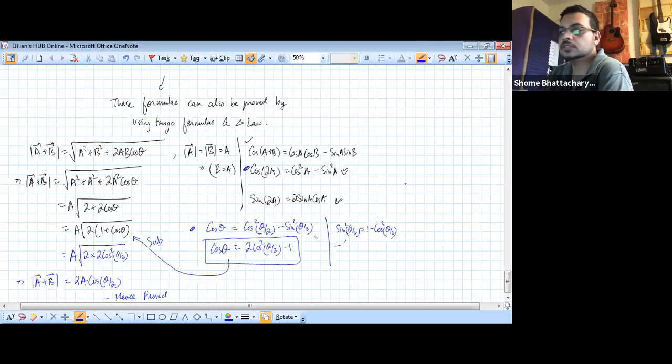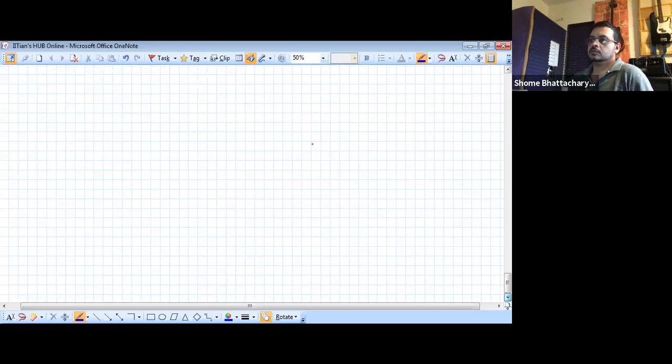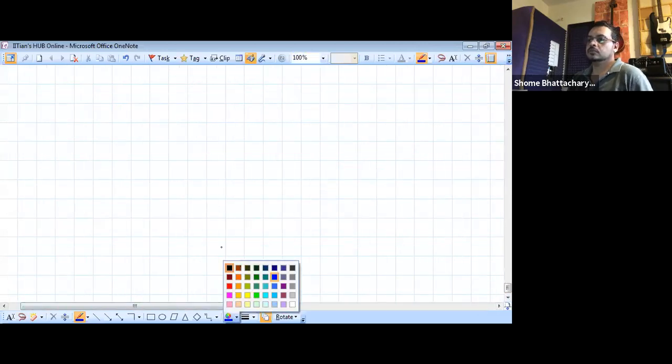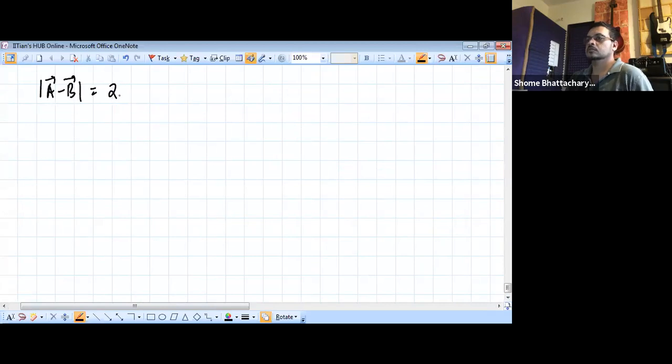Okay, so understood the proof of this now. Now, similarly, try to prove this other formula yourself. Try to get this proof, if magnitude of A is equal to magnitude of B. Very similar kind of method. Try to use that.